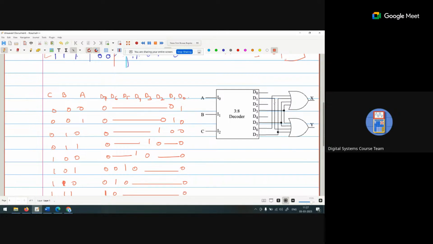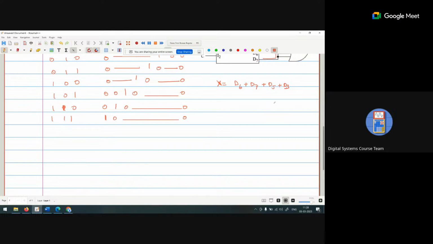Okay, now if we see the x, x is nothing but the combination of this one. This is the d6 plus this one, this is the d7, plus D5, this one is the d5, and D3. Okay, and now it is up to me how I can solve this one.